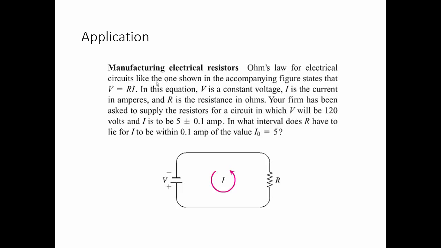Ohm's law for electrical circuits, like this one shown, states that V equals Ri. R times I, where V is constant voltage, I is the current, and R is the resistance. Your firm has been asked to supply the resistors for a circuit in which this constant voltage will be 120 volts, and the current is to be 5 plus or minus, looks like something to do with a limit that I got to stay within an error, plus and minus 0.1 amp. In what interval do I have to keep my resistance so I stay within this error?